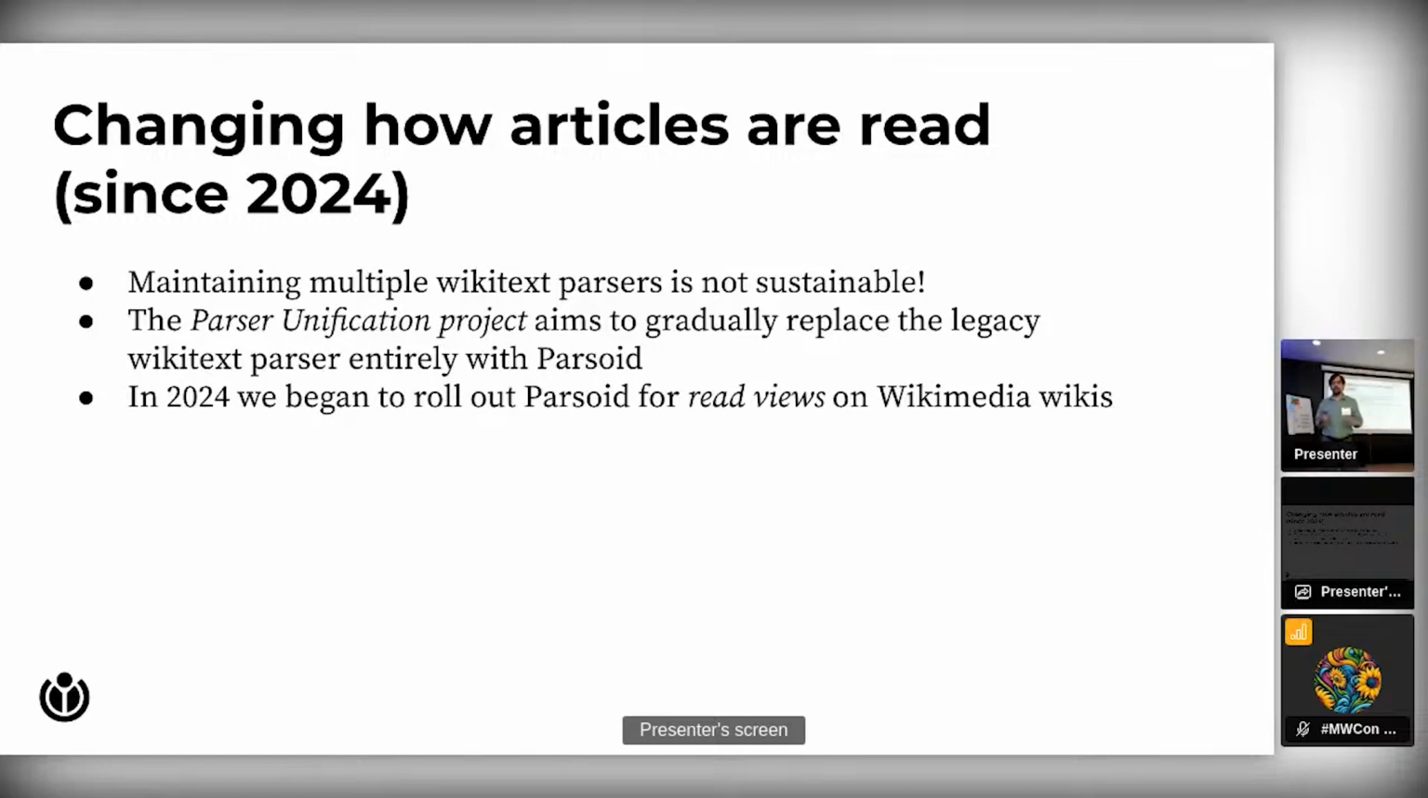But the HTML, which desktop users see, has still been generated by the old legacy parser. Obviously, maintaining multiple parsers in parallel isn't sustainable in the long run, and we began the parser unification project to gradually replace all uses of the old legacy parser with Parsoid. And in 2024, this year, we finally began to actually roll out Parsoid for read views to generate the HTML that you visit on an ordinary article page when you read it.